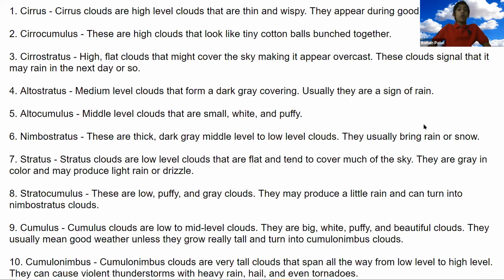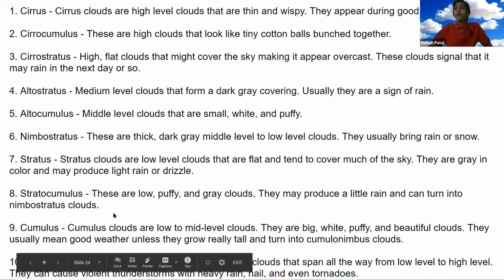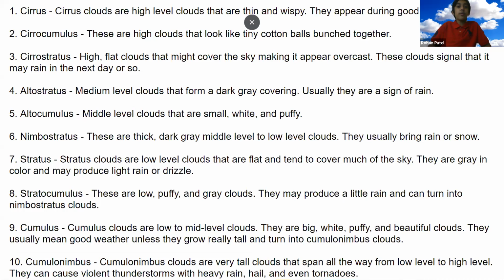The stratocumulus are low, puffy gray clouds. They may produce very little rain, but they can turn into a nimbostratus. So we can think of our main rain clouds as nimbostratus and stratus clouds. Our cumulus clouds are low to mid-level clouds. They're big, white, and puffy, and very beautiful. They usually mean good weather unless they grow really tall and turn into cumulonimbus clouds. Lastly, we have our cumulonimbus. Those are very tall clouds that span all the way from low level to high level. They can cause violent thunderstorms with heavy rain, hail, and even tornadoes.